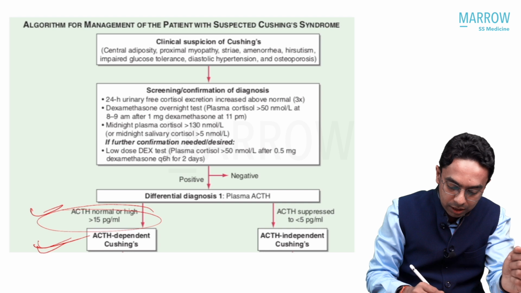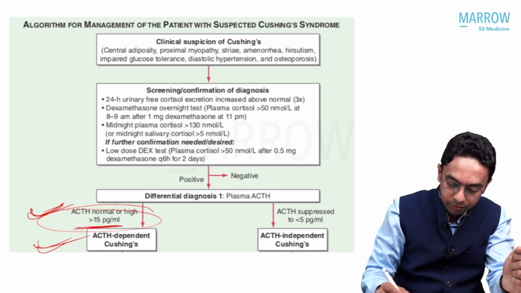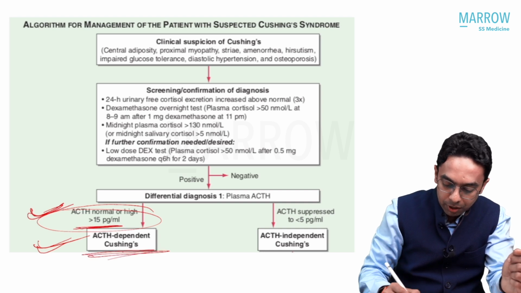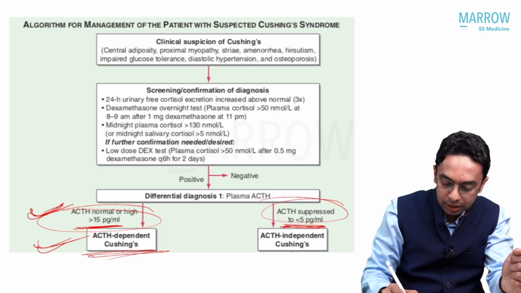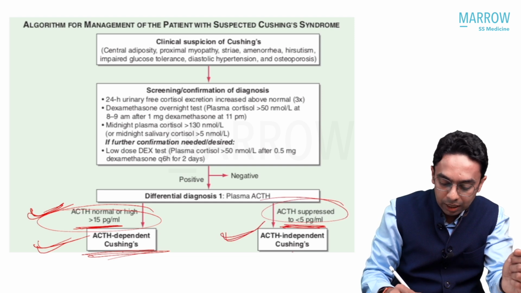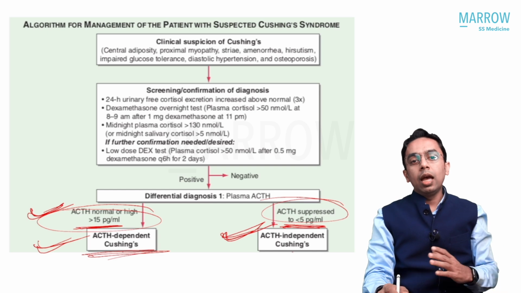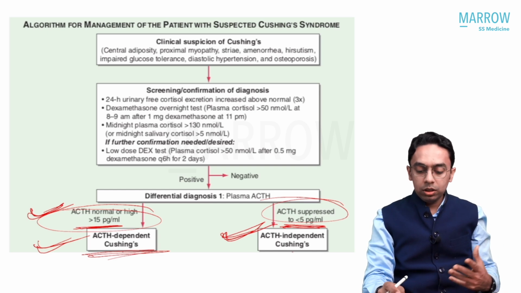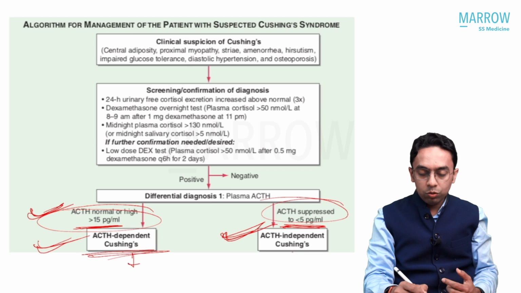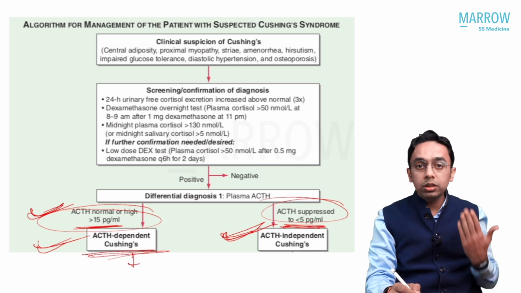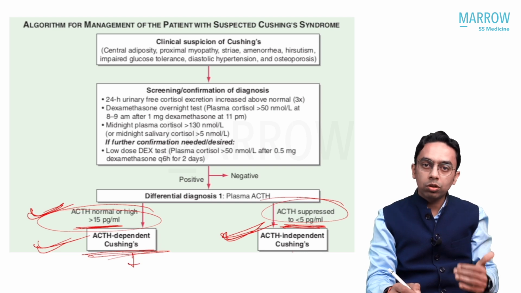If ACTH is more than 15, then it is ACTH dependent Cushing, and if it is less than 5, then it is ACTH independent Cushing's, and accordingly you will further work up. For ACTH dependent Cushing, you will get an MRI, because Cushing's disease is the most common cause of ACTH dependent Cushing syndrome.